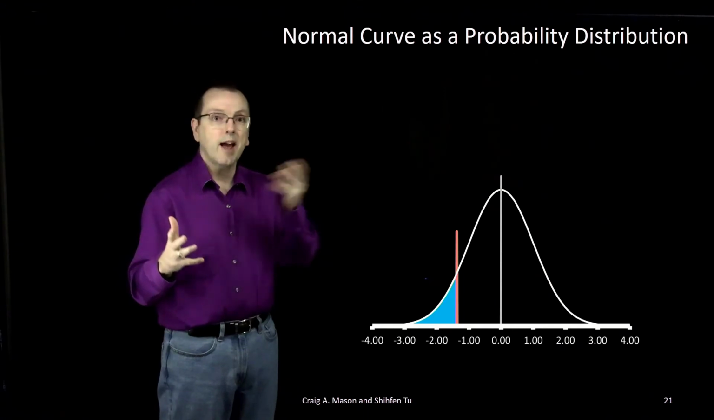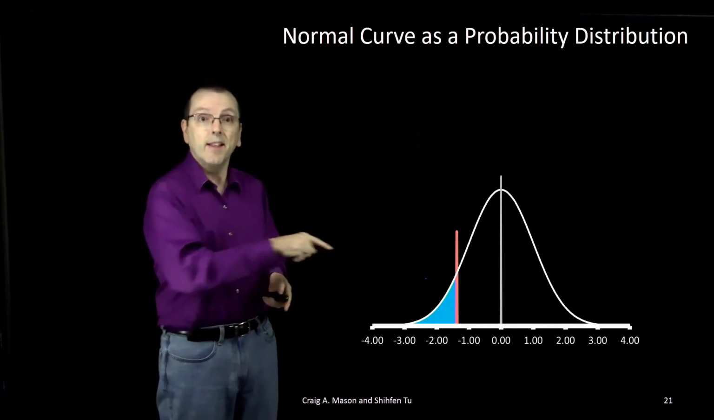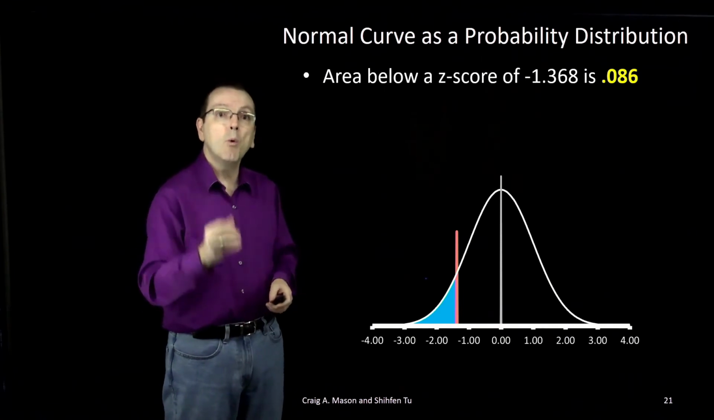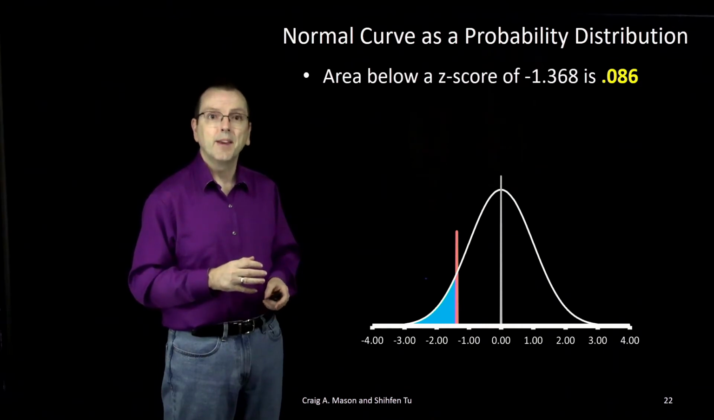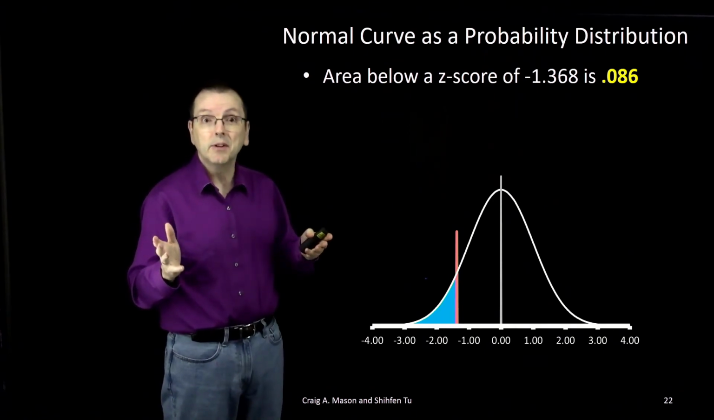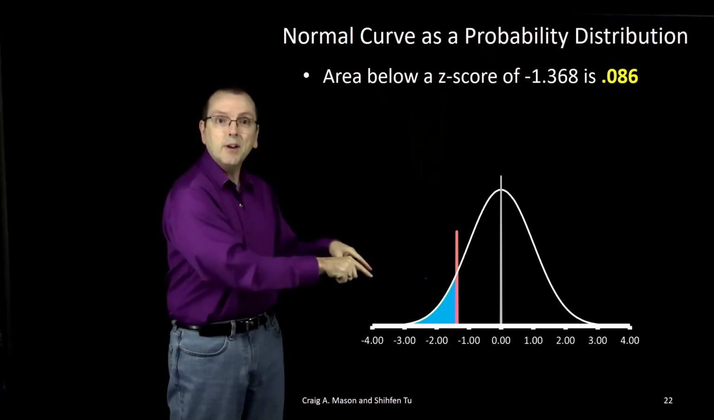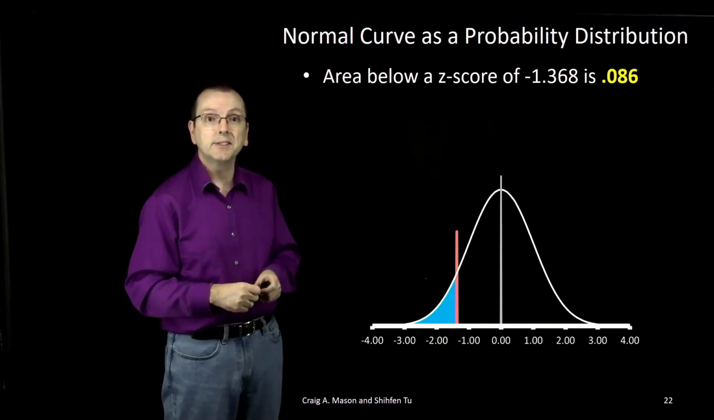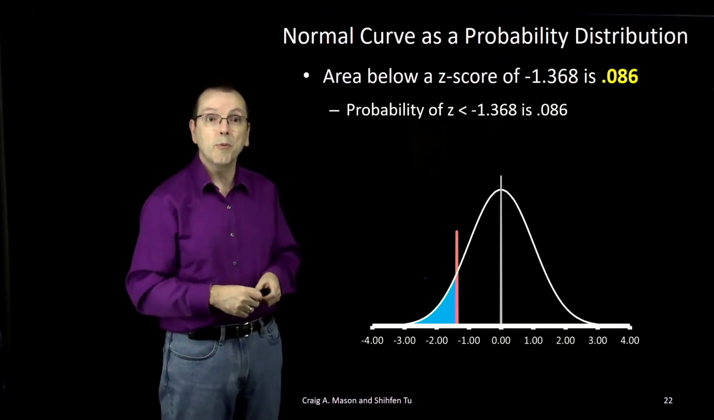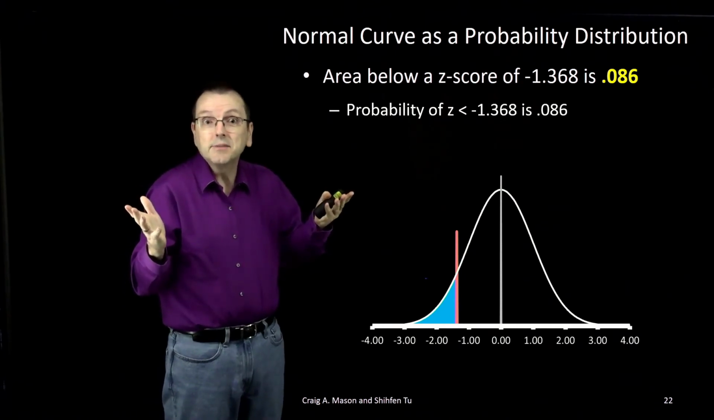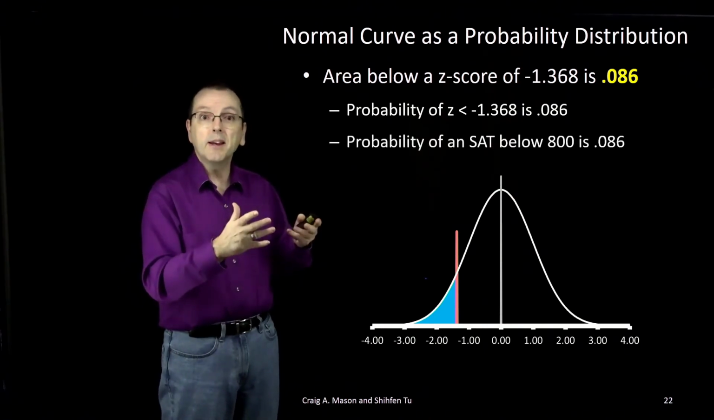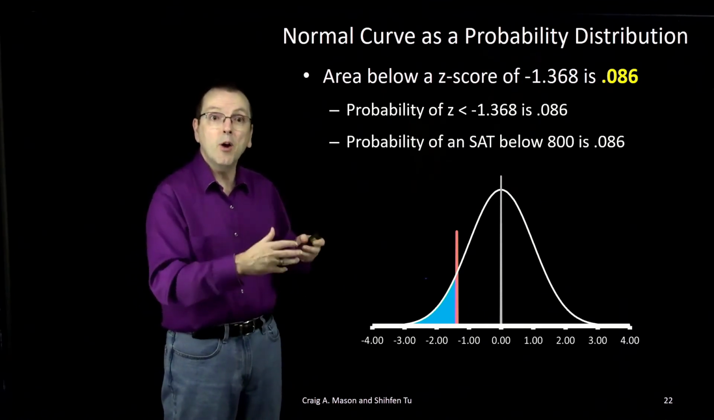Then we just use Excel or a calculator or a normal distribution table to find that area below a z-score of negative 1.368. That area is equal to 0.086, right? If I'm randomly selecting someone from this distribution, and everyone has the same chance of being sampled, remember, 8.6% of the people are below a z-score of negative 1.368. So the probability of randomly selecting someone below that z-score of negative 1.368 is 0.086, right? You can translate that z-score back to SATs.